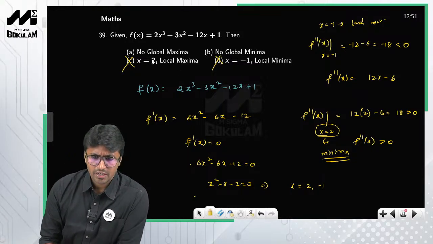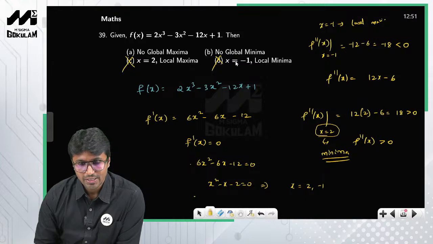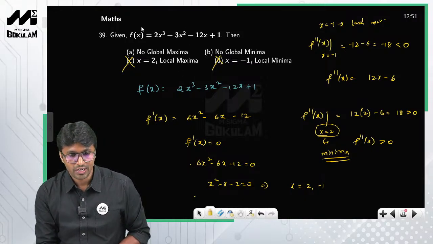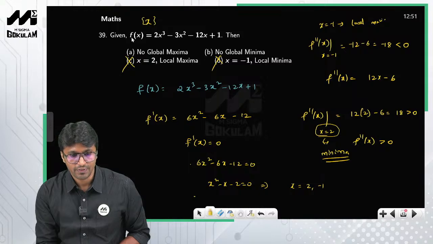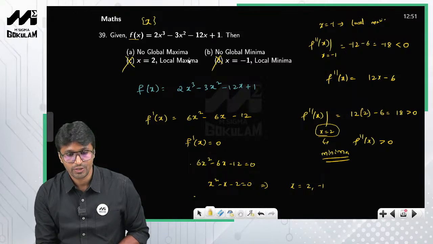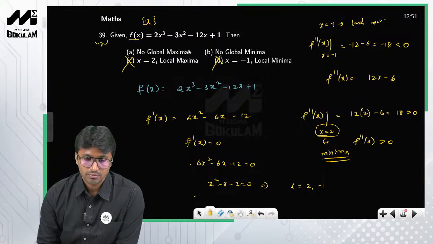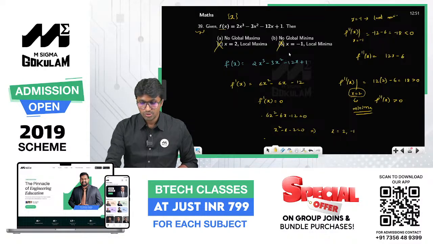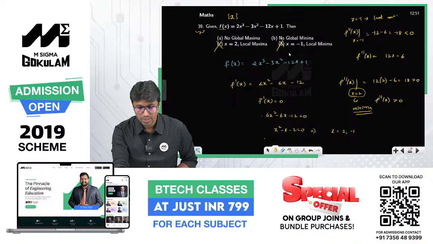So listen, in order to find the global maxima and global minima, you need to know the range of x in which the function f of x is defined. Only then can you calculate the global maxima and global minima. So we wait for the official paper to check the options. According to these options, the range of this function should have been mentioned. Now we shall move on to the next question.